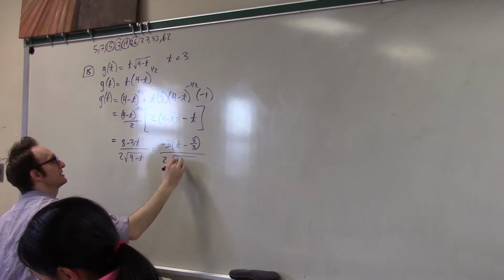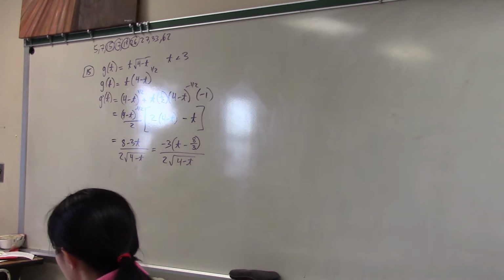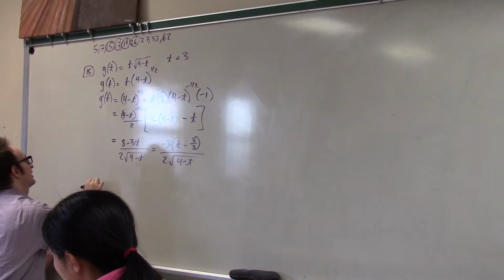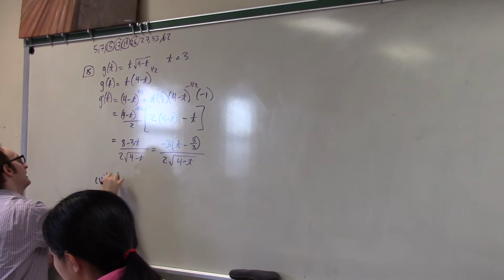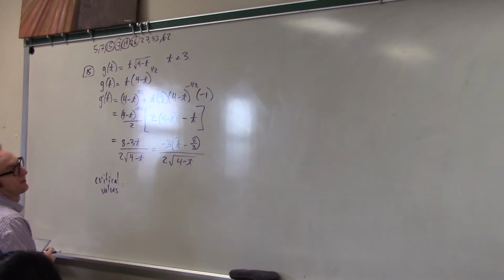Why I like this is because now it's just really, really easy. You need to get into the habit of doing this. Take the derivative and then just put in the effort to factor it in a beautiful way, such that now I can just look at this immediately and tell you where the critical values are. And where are the critical values? It's wherever the derivative is 0 or does not exist.